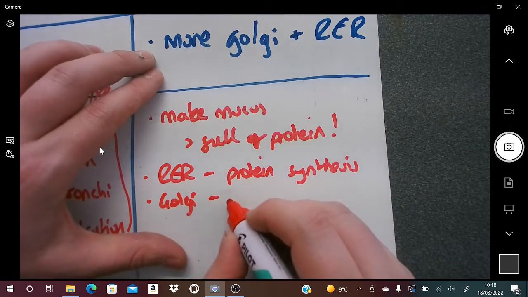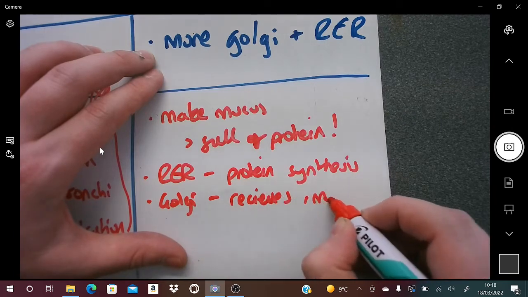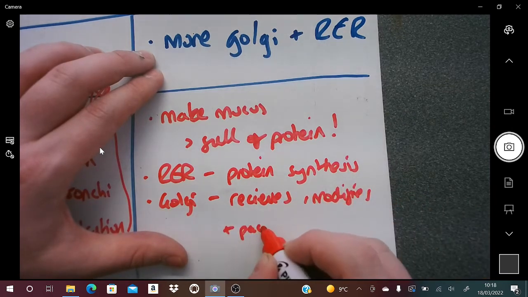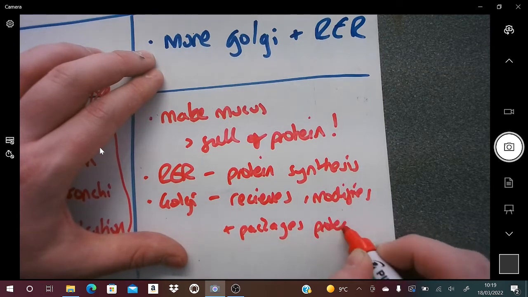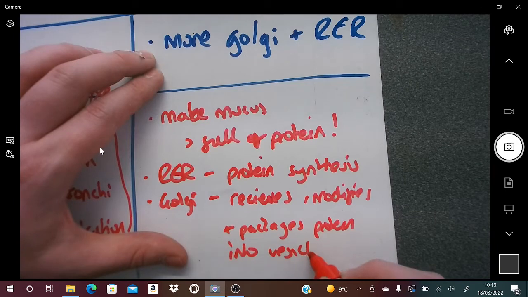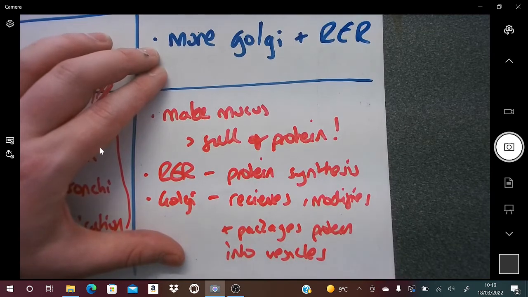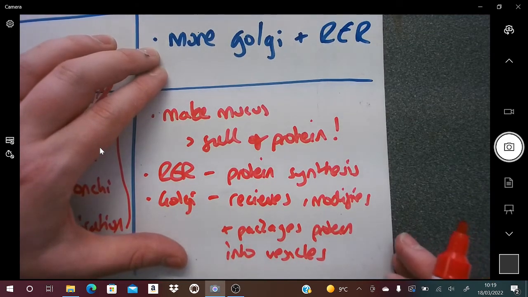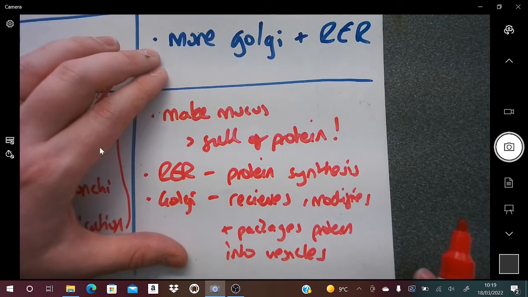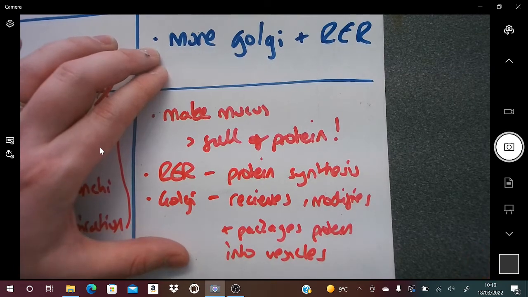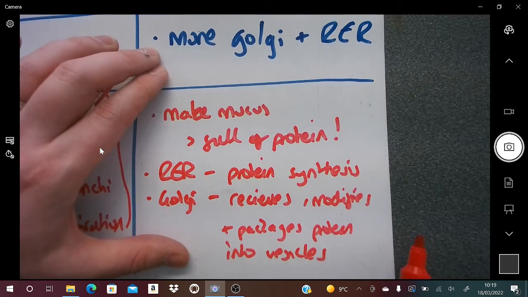Golgi, by definition, receives, modifies, and packages protein into vesicles, and those vesicles are then sent around the cell, potentially to be secreted by exocytosis, or they might be used within the cell. In this case, those proteins would be involved in making mucus, so those proteins would end up in vesicles, going to the cell surface membrane to do exocytosis, and so mucus is secreted into the lining of the lumen of the trachea, bronchi and bronchioles.